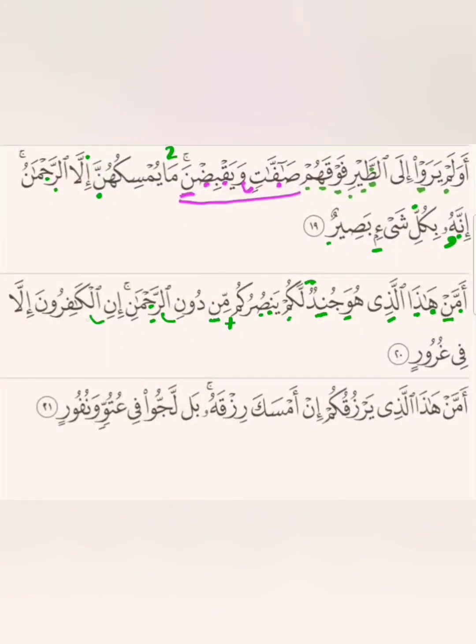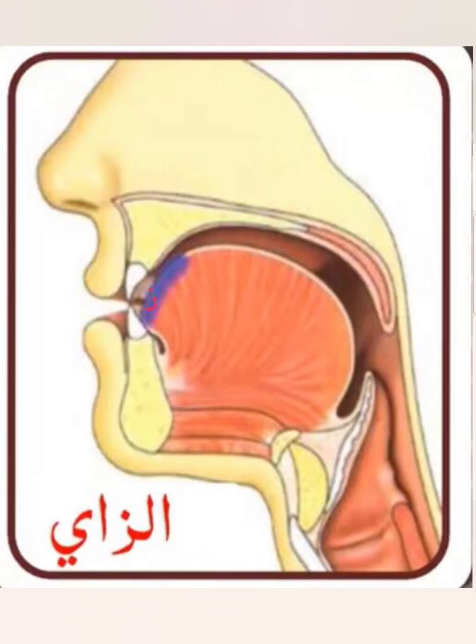إن الكافرون إلا في غرور. غين comes from the top of your throat. أمن هذا الذي. أمن noon is going to be clear with إظهار. أمن هذا الذي. ذال from the tip of your tongue. يرزقكم. Now see, there's a buzzing sound here. يرزقكم. So practice your za here.